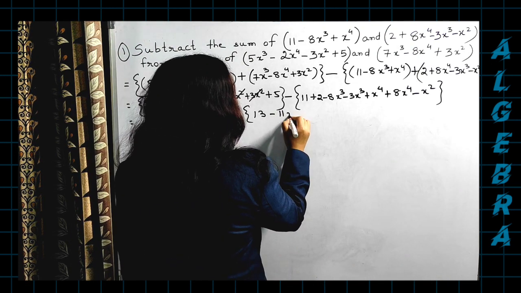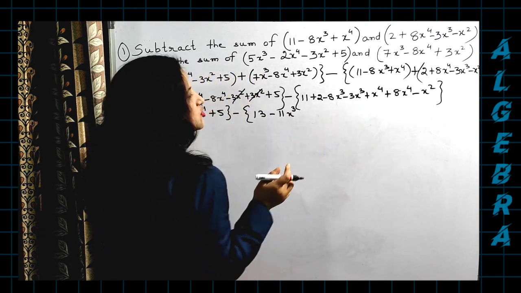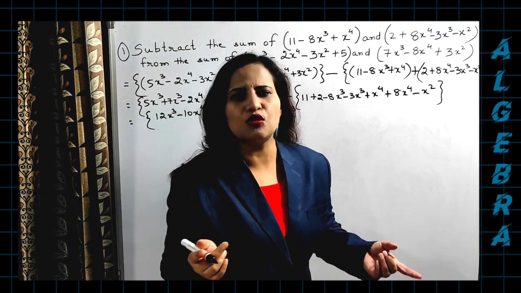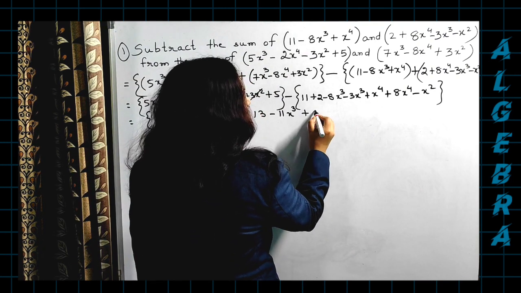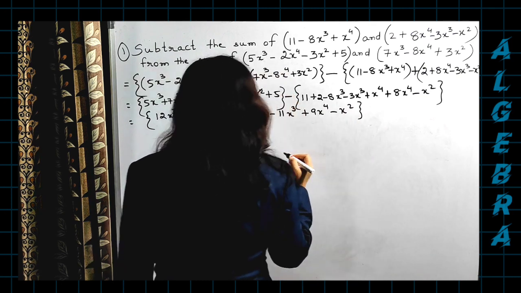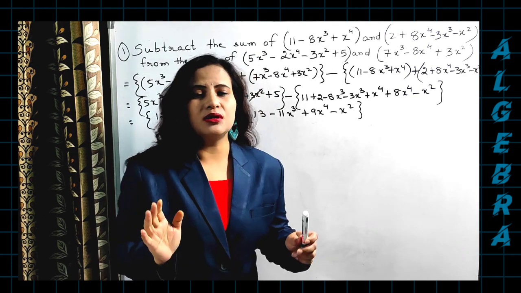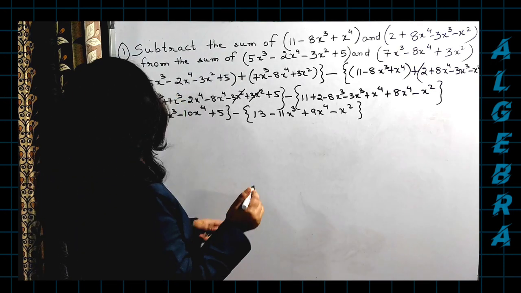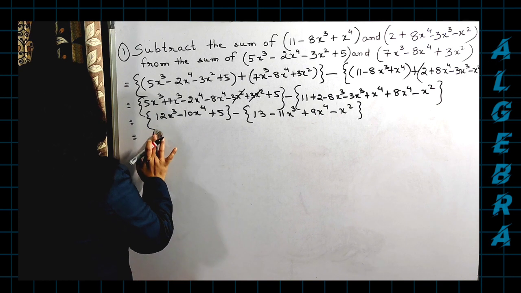So I'll write minus 11x cube plus x to the power of 4 plus 8x to the power of 4. What is the coefficient of x to the power of 4 here? If nothing is there, what is the coefficient? It's 1, basically 1 only. So 1 plus 8, 9x to the power of 4 minus x square. Clear? I think up to this much your idea is getting clear. Please concentrate on the steps that I'm using to solve the problem, right? Now our work is, we will open the bracket, right?